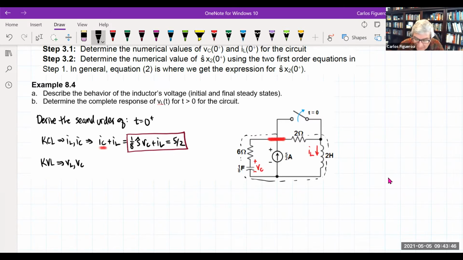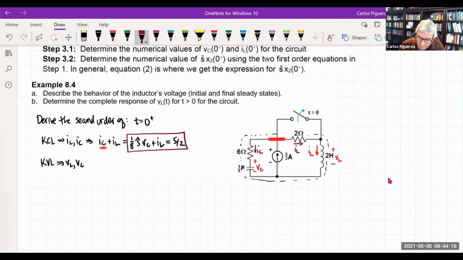If I look at the polarity, I immediately see that I'm going to start with the inductor. With the inductor, what I'm seeing is that I have plus or minus VL like this. So here I go. I look at VC, that's going to be positive. This guy, the 6 ohm, tells me that I have IC here. And this guy has, of course, IL going through it.